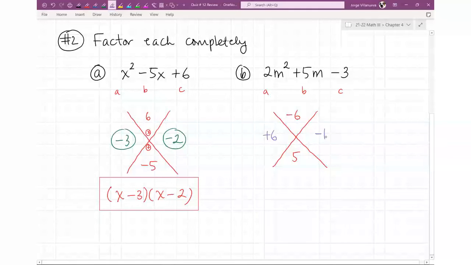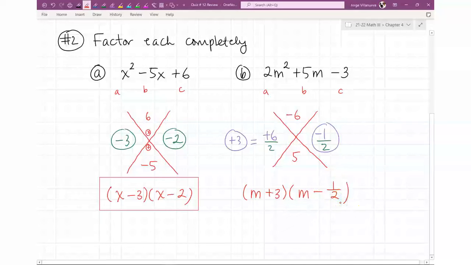Now, am I done? No, what do I have to do? All right, divide by A, right? My 2, right? So let's divide by 2. Divide by 2. Notice the right side, negative half, is just negative half. There's nothing I can do with it. But the left side becomes a positive 3. Okay? So here's my answer. So I get m plus 3, m minus half.